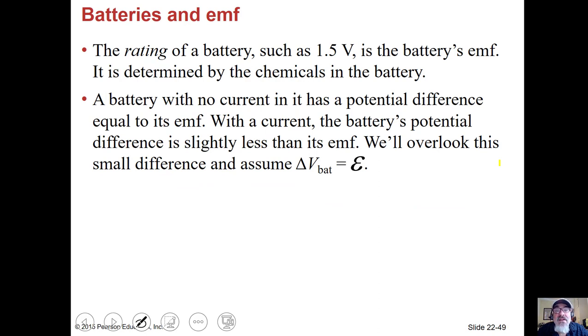So the rating of a battery, 1.5 volts, is the battery's EMF. So even if you have a AA, AAA battery, those are still 1.5 volts. Some are just bigger than the other and they've stored more energy, but they have the same voltage. C and D batteries, same thing, they're 1.5 volts. It's just that C's and D's are bigger, so they keep it longer. They're not more powerful, they just can store charge longer because they're larger. Okay, so the voltage across the battery is called the EMF.